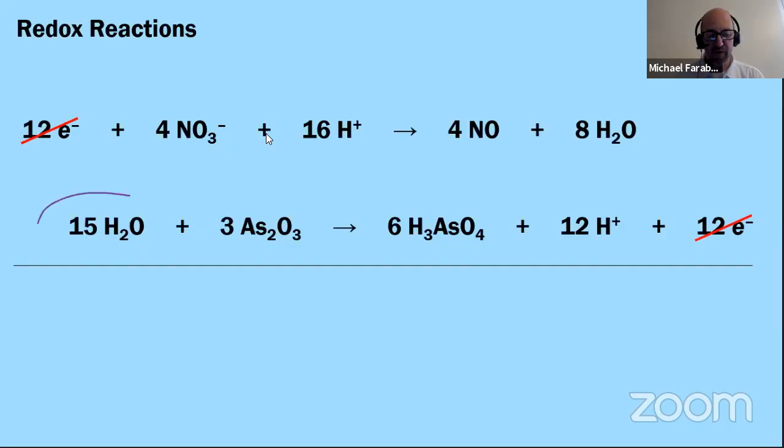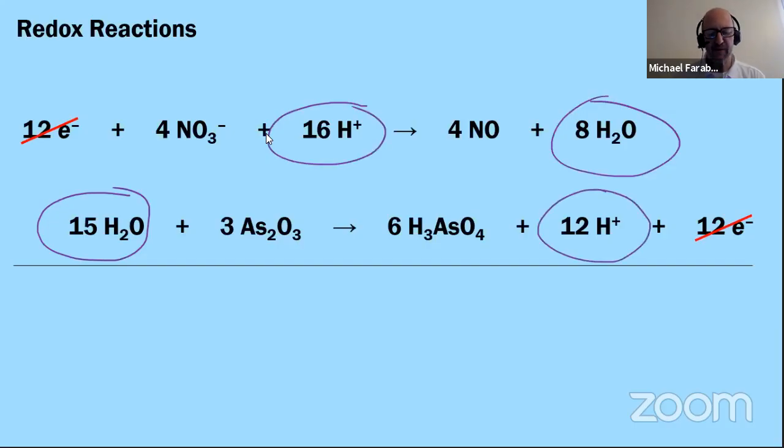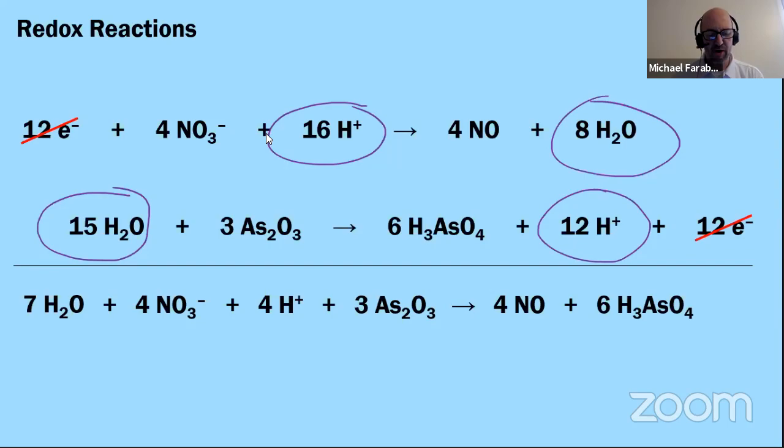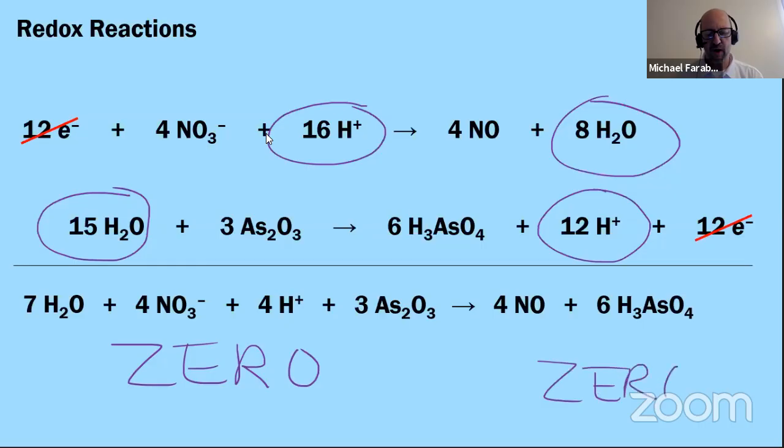What do you think I'm going to do with the fact that I've got water on both sides of the equation and that I've got H+ ions on both sides of the equation? Well, all we do there is we simplify. So 15 minus 8 would be 7 waters on the left. I still have the 4 nitrate ions. 16 minus 12 would be 4 H+ ions on the left. I still have my 3 units of As2O3. And on the right, I have those chemicals there. The total charge on each side of the equation happens to be 0 because I have 4 -1 nitrate ions and 4 H+ ions. So total charge is 0 on both sides. That equation is fully balanced.